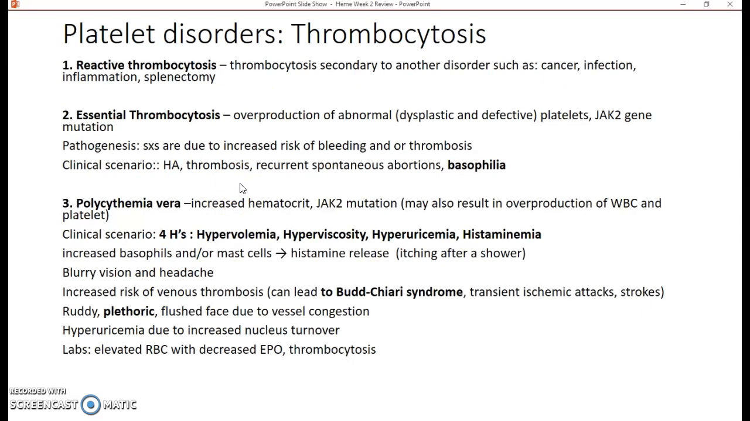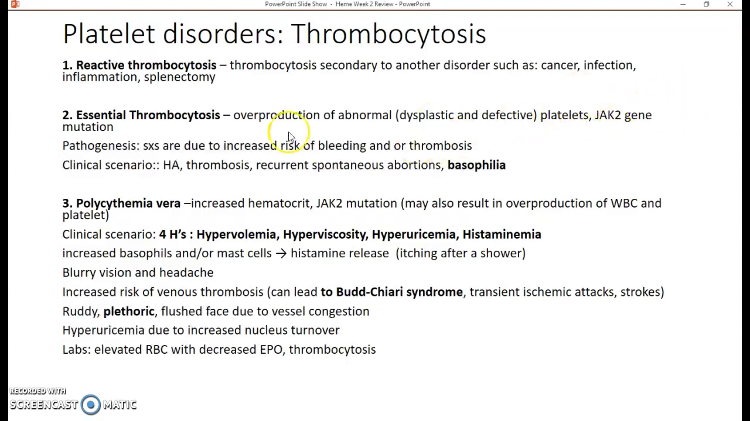So going on to thrombocytosis, you can get reactive thrombocytosis, like I mentioned. So if you have a cancer in general, unrelated to bone marrow cancer, just any sort of cancer, or inflammation, like rheumatoid arthritis or lupus. If you get a splenectomy, the spleen normally sequesters some of the platelets, so you can get a reactive thrombocytosis after that.